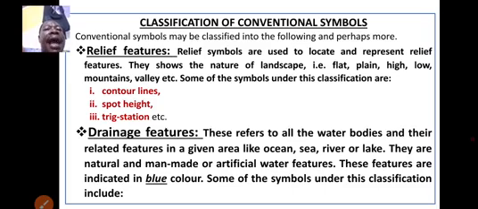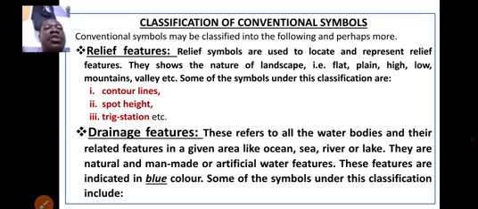Then we have spot height, trig stations, and other things. They are all used to show the relief, how high or low an area is.